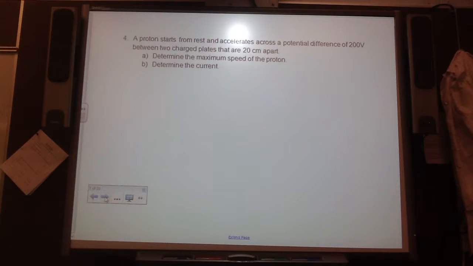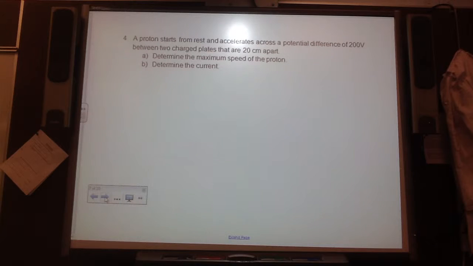A proton starts from rest and accelerates across a potential difference of 200 volts between two charged plates that are 20 centimeters apart. We first have to determine the maximum speed of the proton, then we're asked to find the current.